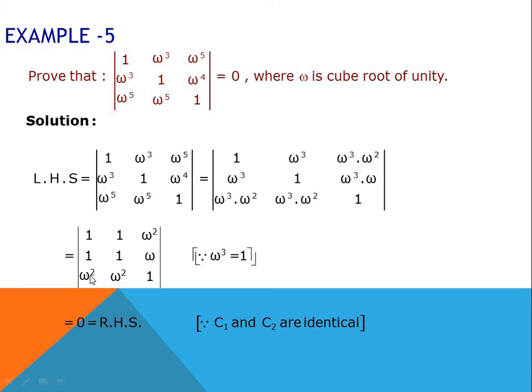Now it is very easy to solve. If you follow the first column and the second column, then these two columns are identical, so the value of the determinant will be equal to 0, and therefore LHS will be equal to RHS.